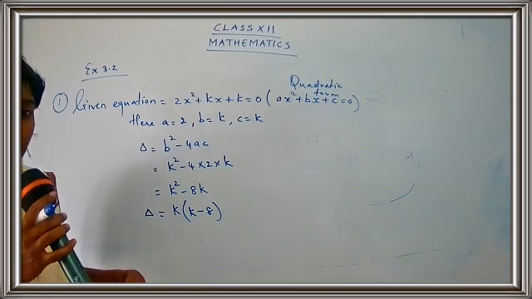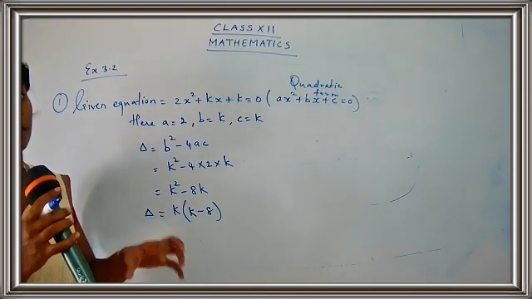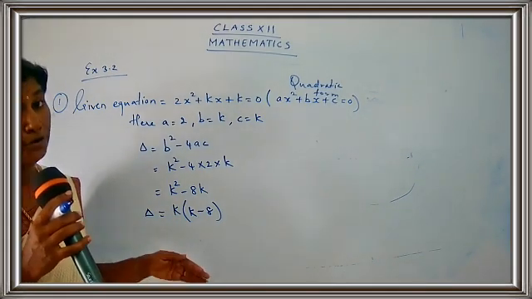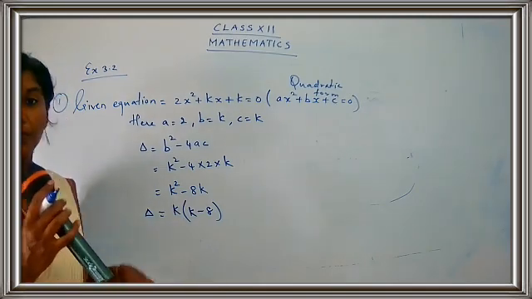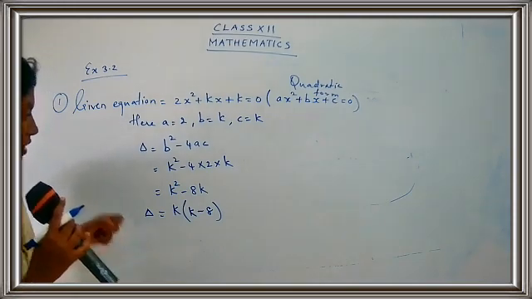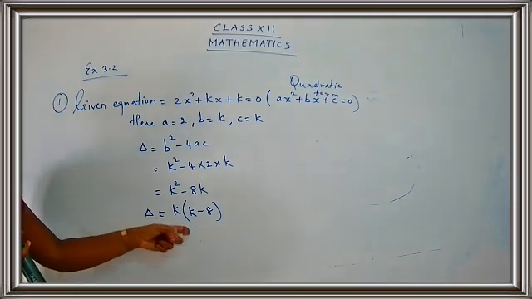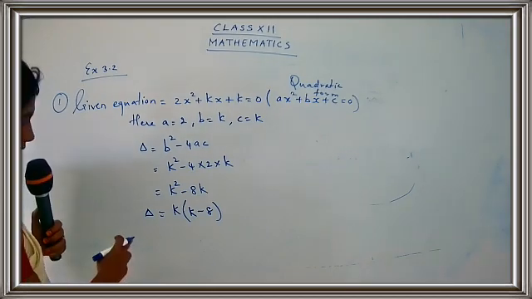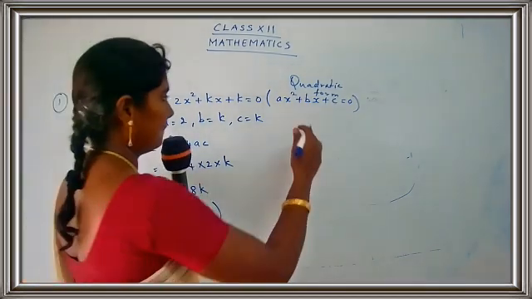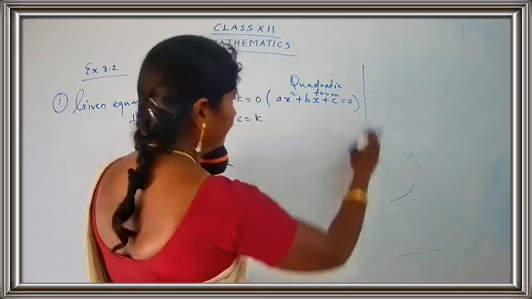So what we are going to do is consider some of the possible cases, and check the nature of the roots. What is the value for delta, children? It's k into k minus 8. Take down this point. Now we are just going to draw a number line. Shall I draw the number line here? Okay, I'll draw the number line there. So draw a number line.